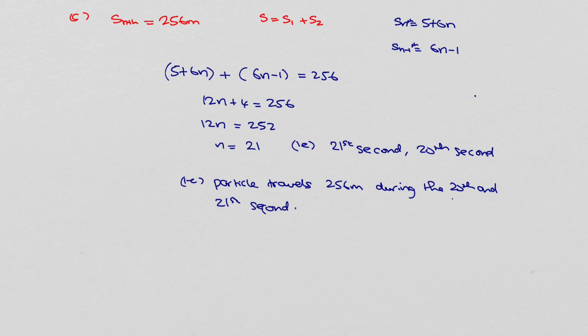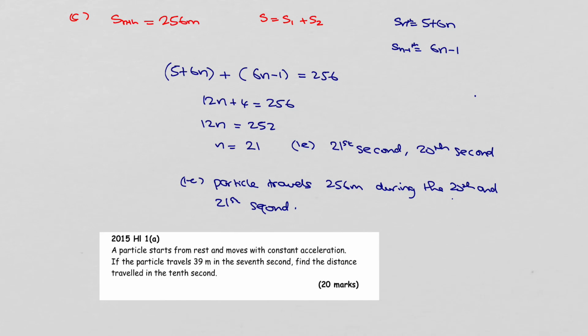Okay, so what I'm going to get you to do then is, so it's the 2015 higher level question 1A. So particle starts from rest, moves with constant acceleration. The particle travels 39 meters in the 7th second. Find the distance travelled in the 10th second.